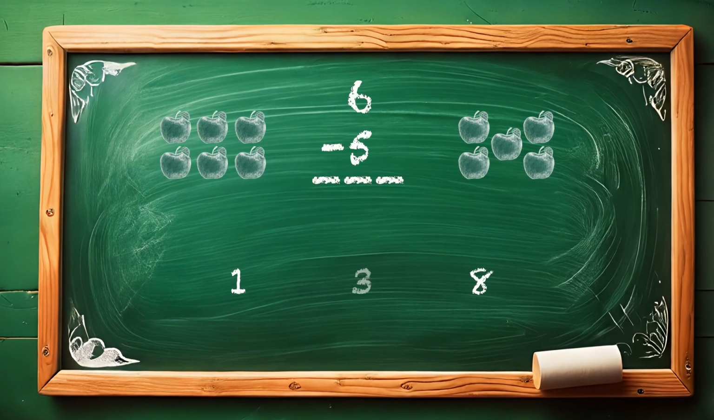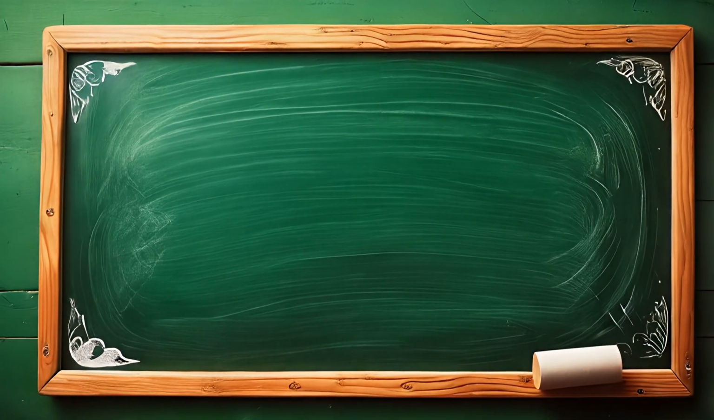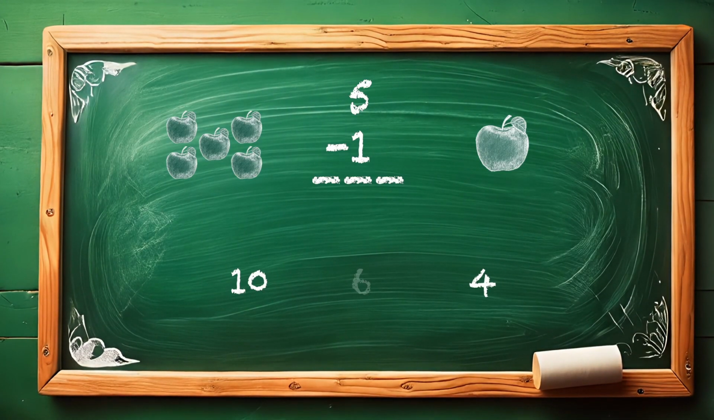If you have 6 apples, you take away 5. Do you have 1 apple, 3 apples, or 8 apples left? 6 minus 5 equals 1. If you have 5 apples, you take away 1. Do you have 10 apples, 6 apples, or 4 apples left? 5 minus 1 equals 4.